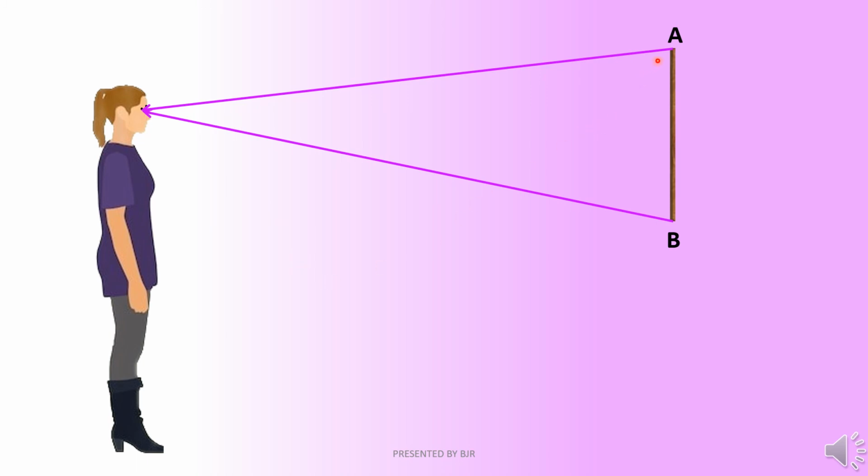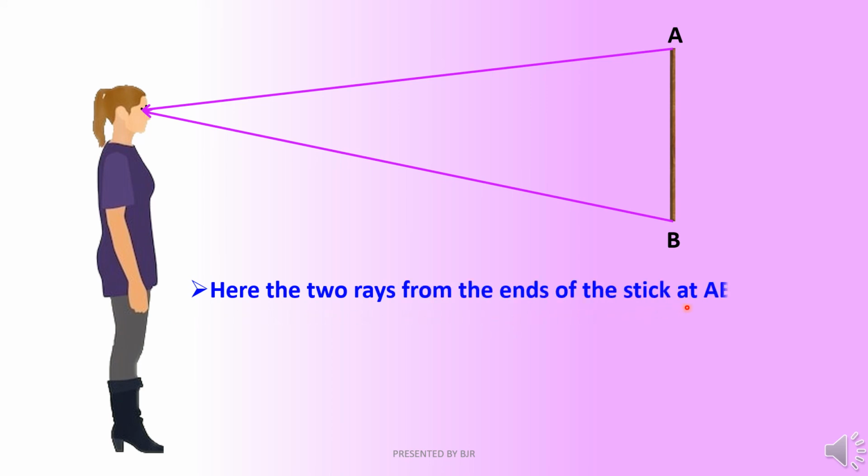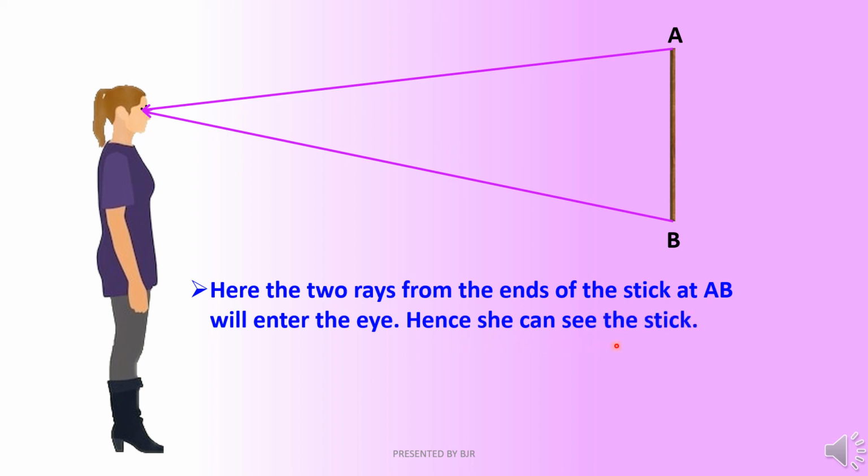That means the two rays drawn from the two end points of the stick AB are passing through her eyes. That's why she can see the whole stick. Here the two rays from the ends of the stick at AB will enter the eye. Hence, she can see the stick. Here I am drawing two rays from the two ends of the stick, and these two rays are passing through her eye. That means the two rays are entering into her eye. Hence, she can see the whole stick.